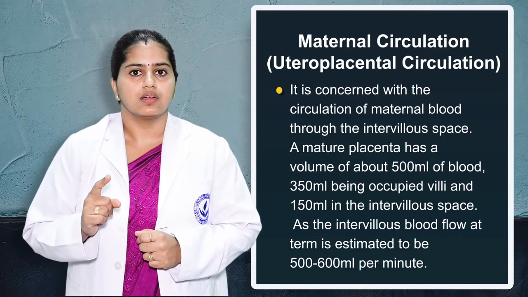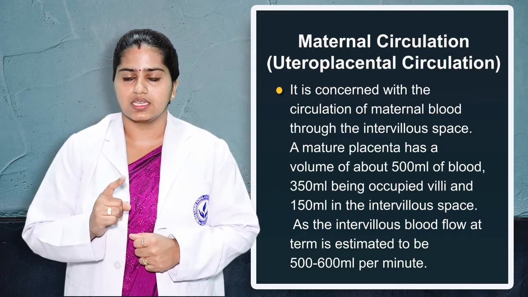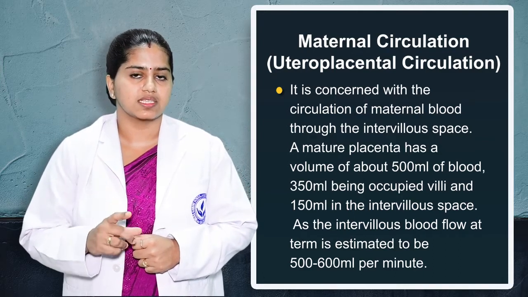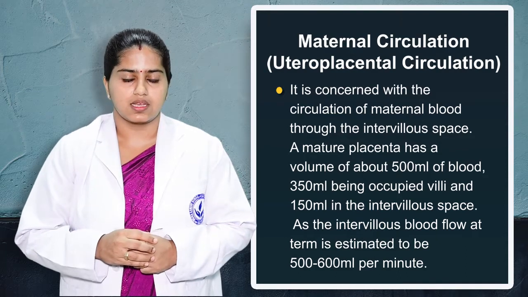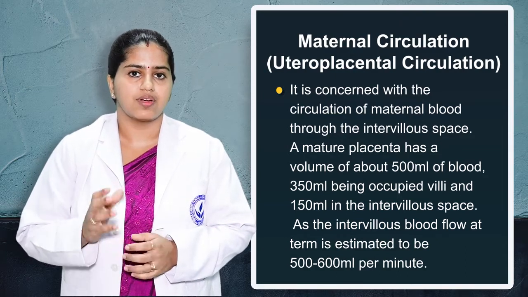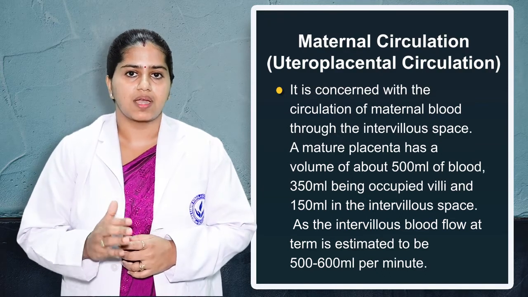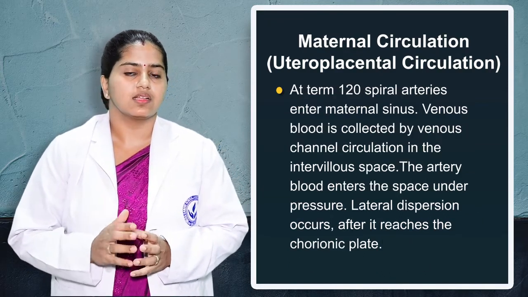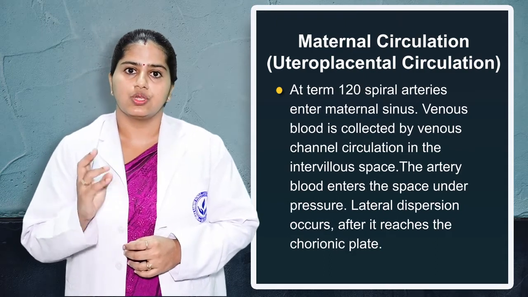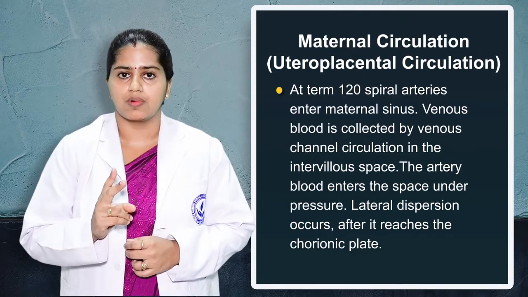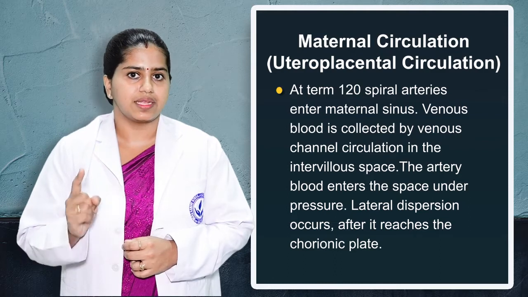In this, 350 ml of blood is present in the villi and 150 ml of blood is present in the intervillous spaces. At around term, 500 to 600 ml of blood per minute will flow in the placenta. The uteroplacental circulation has two components, that is maternal arteries and maternal veins.